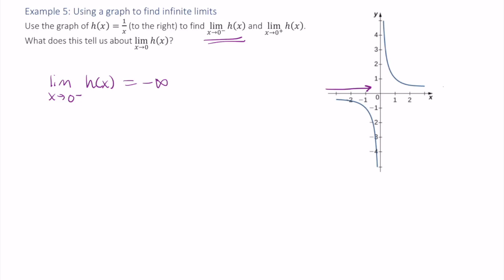What about in the other direction? So as we approach from the right, so the limit of h of x as x approaches 0 from the right, well, in this case, our function is getting infinitely large, or that is approaching positive infinity. Now, these limits are not the same, so we know that the limit does not actually exist.